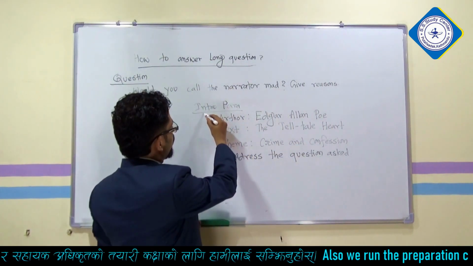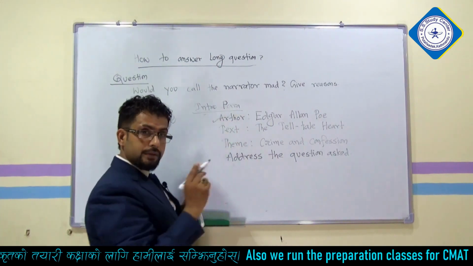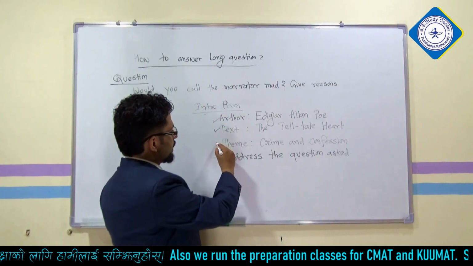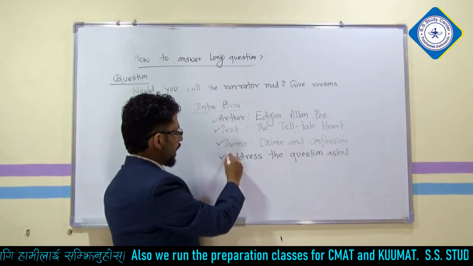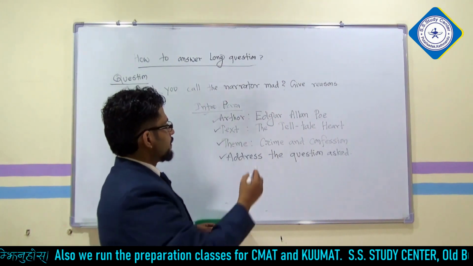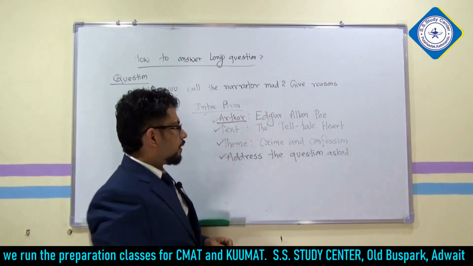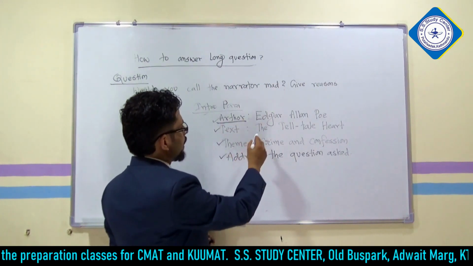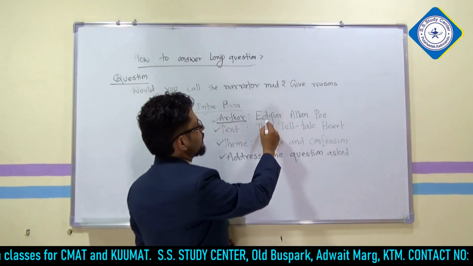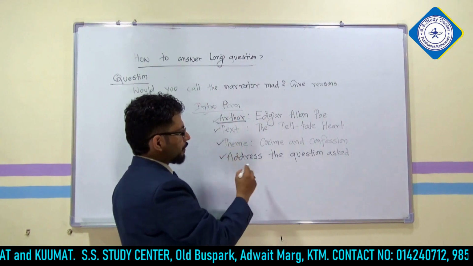So if this is your question, you are going to know some of your introductory part. In the introduction, what are you going to write? You are going to write about the author, right? See, author. You are going to write about the text. You are going to write its theme, and also you are going to address the question asked. Now, you must learn the author name, writer name. The writer of the text, The Telltale Heart, is who? Okay, it is Edgar Allan Poe. What is the text name?